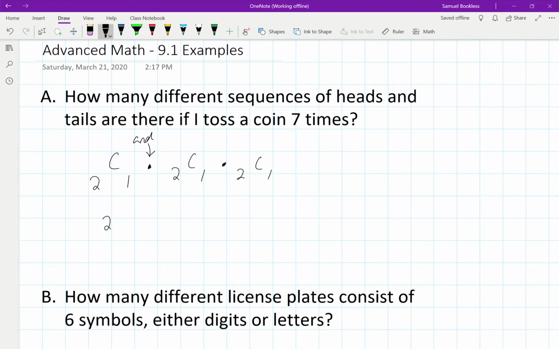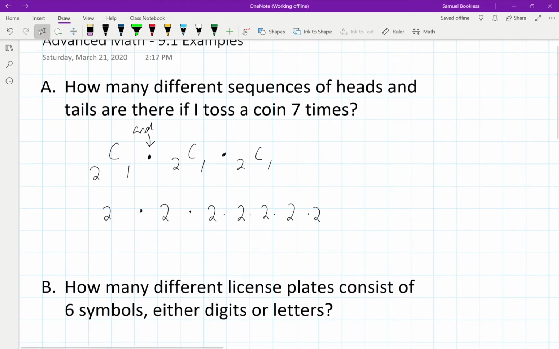I'm saying how many different sequences of heads or tails are there if I toss a coin 7 times. So the first time is 2, the next time 2, and 2, and 2, and 2. So 2 times 2 times 2 times 2 times 2 times 2, 7 times. And now I want to know what that would be. The easiest way, though, would be 2 to the 7th power because I'm doing this 7 times. 2 times itself 7 times. And so this is going to be 128. There's 128 different outcomes.